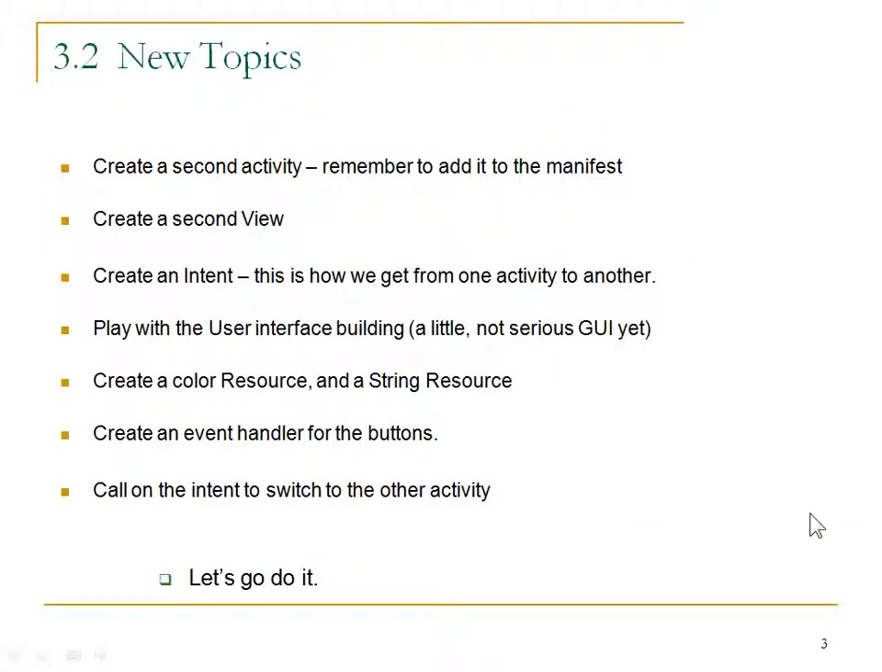So here are the topics to look for. We're going to make an activity of our own. The activities up till now, the main activity, gets created for you when you make the Hello World kind of application. When you create an activity, we have to remember that each activity has to be in the manifest. This is something that I always forget, and I'll probably forget it again. We're going to create a second view, and this is from scratch. It isn't created for us.